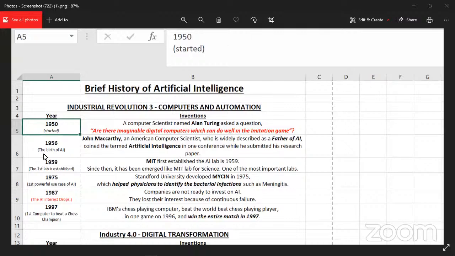Now, after that, a lot of inventions happened. In 1956, following the lead of Alan Turing, John McCarthy, an American computer scientist who is widely described as the father of AI, coined the term artificial intelligence in a conference paper when he submitted his research paper. Basically, PhD scholars need to submit their research papers at conferences and explain them. So in one of the conferences, John McCarthy submitted a paper and said that this is something called artificial intelligence. He spoke about what exactly this will do.